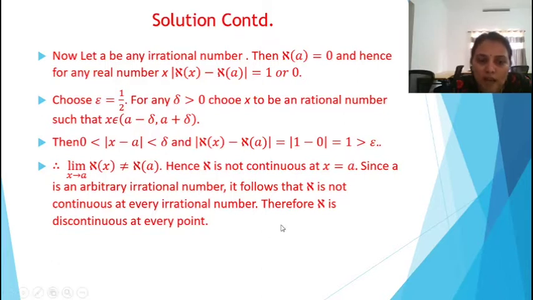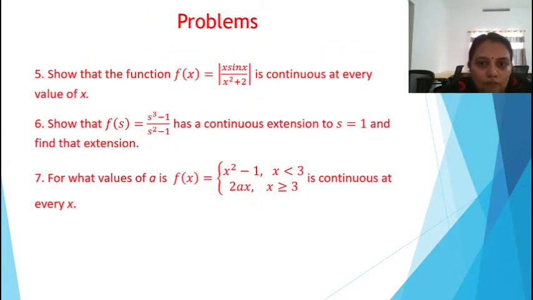Since a is an arbitrary irrational number, it follows that chi is not continuous at every irrational number. Therefore, chi is discontinuous at every point. Now, you have to do 3 more problems. First one, show that the function f of x equal to mod x sin x by x square plus 2 is continuous at every point of x.